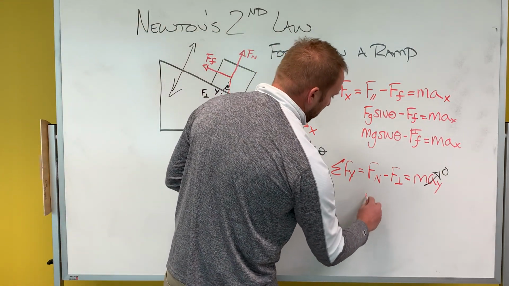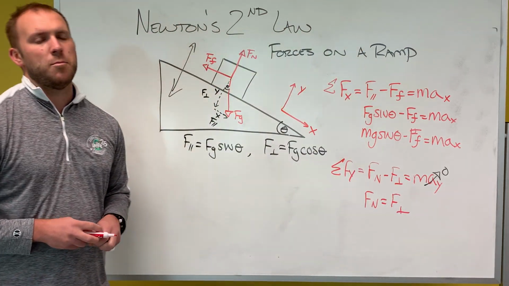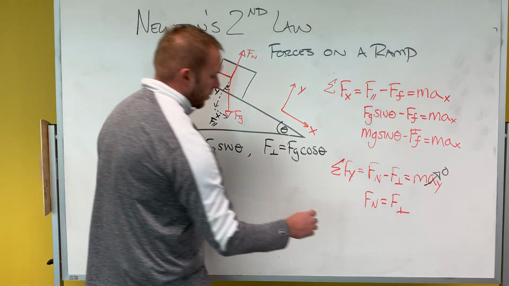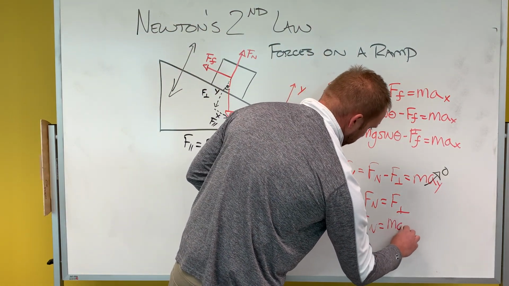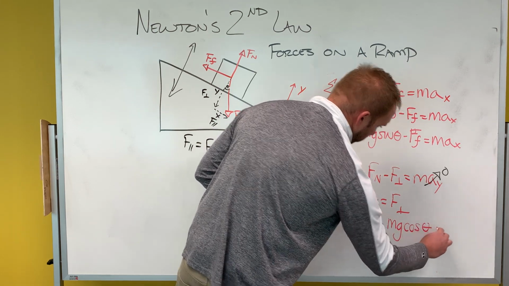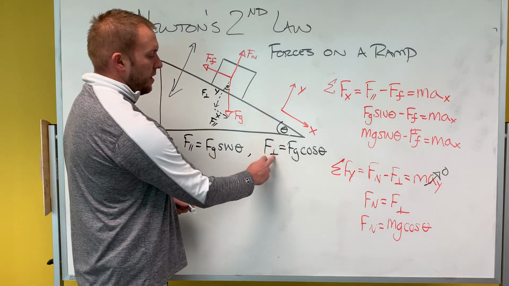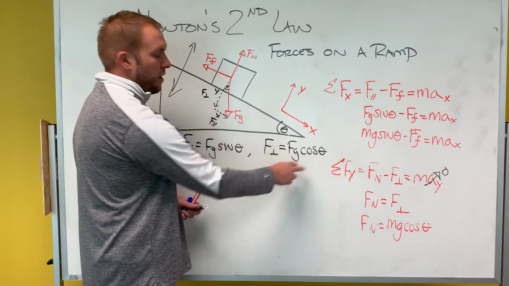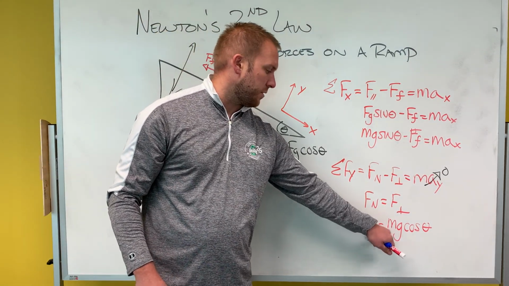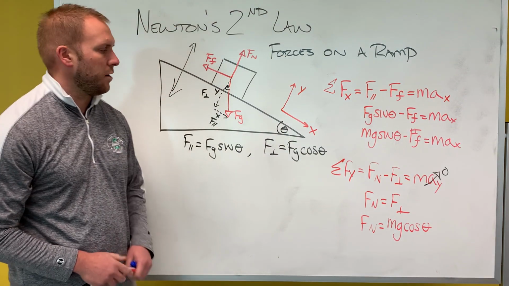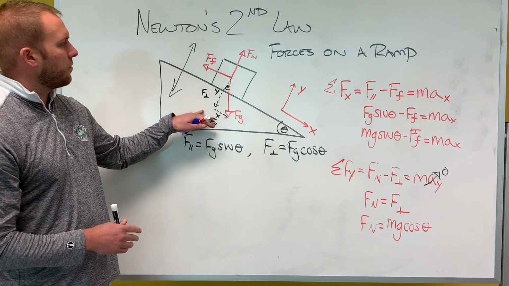So the entire side of my equation is 0. That then says that my normal force is going to equal my perpendicular force, which, if I plug in what perpendicular force is, is the force of gravity times the cosine of theta. Force of gravity is mass times gravity, so I can have my normal force as mass times gravity times the cosine of theta. And that's typically how we're going to set up problems that look like this with forces on a ramp.